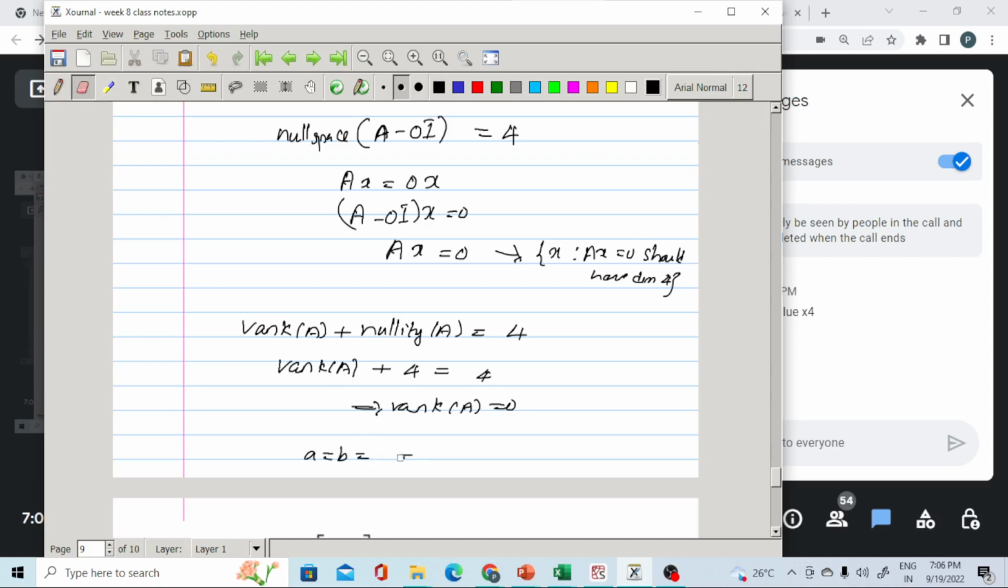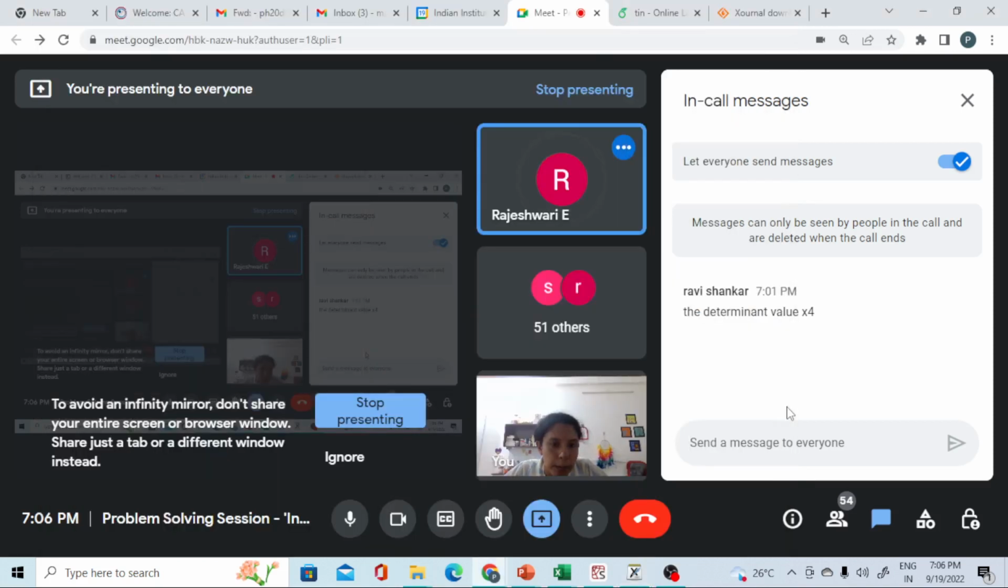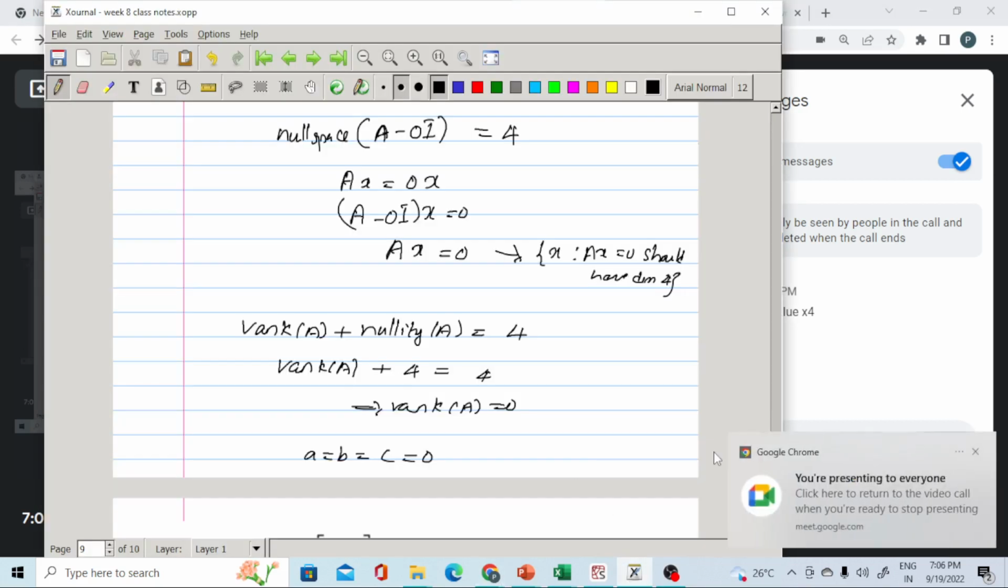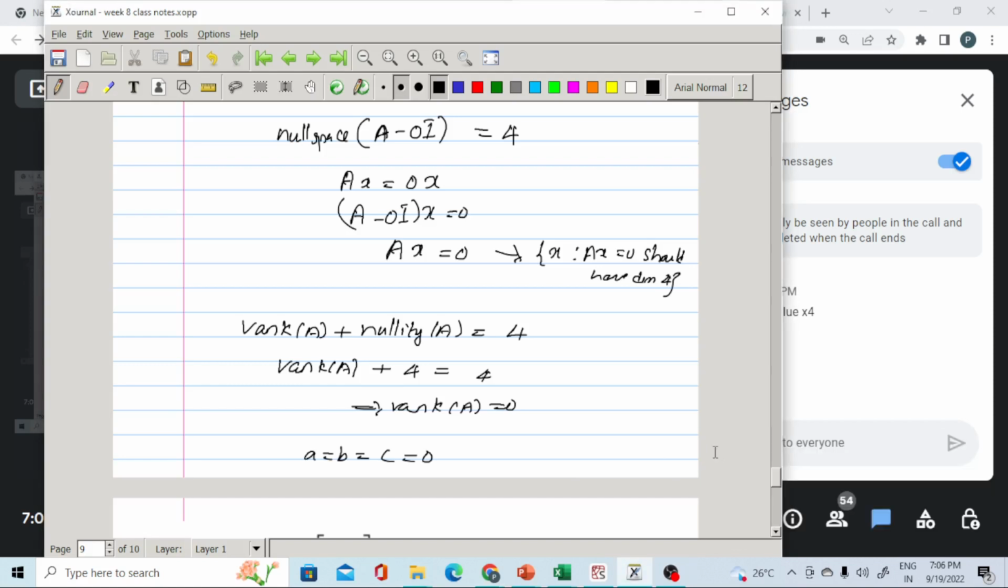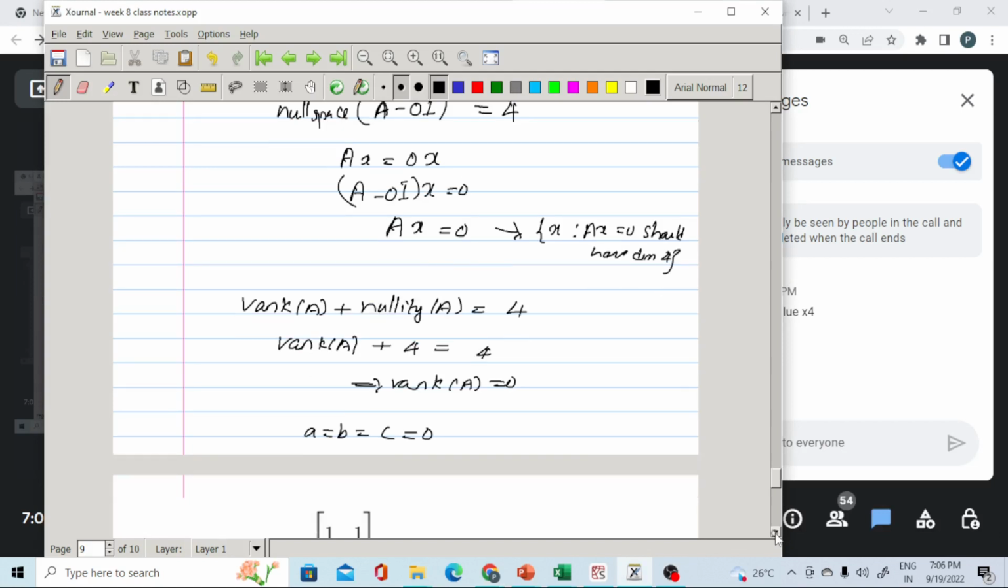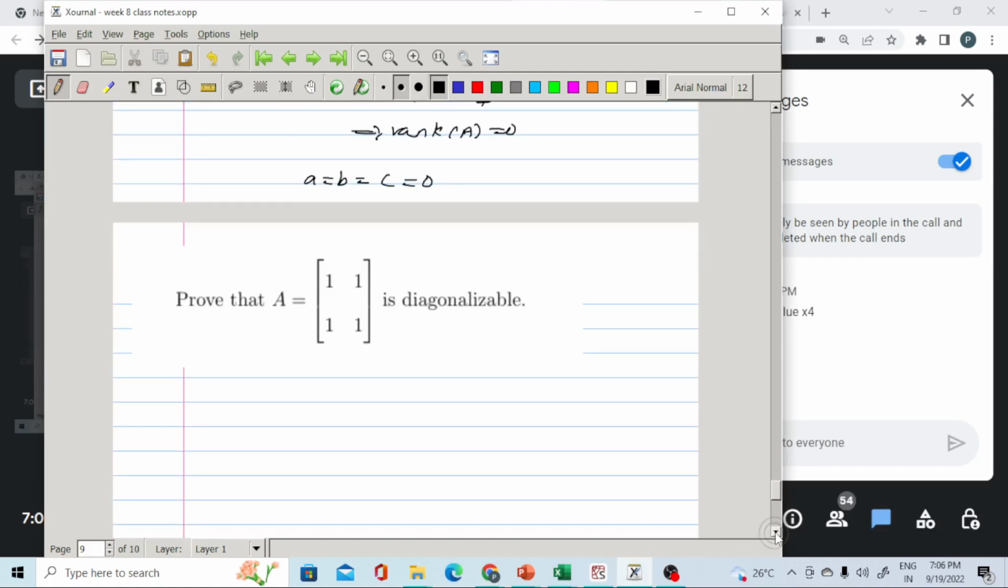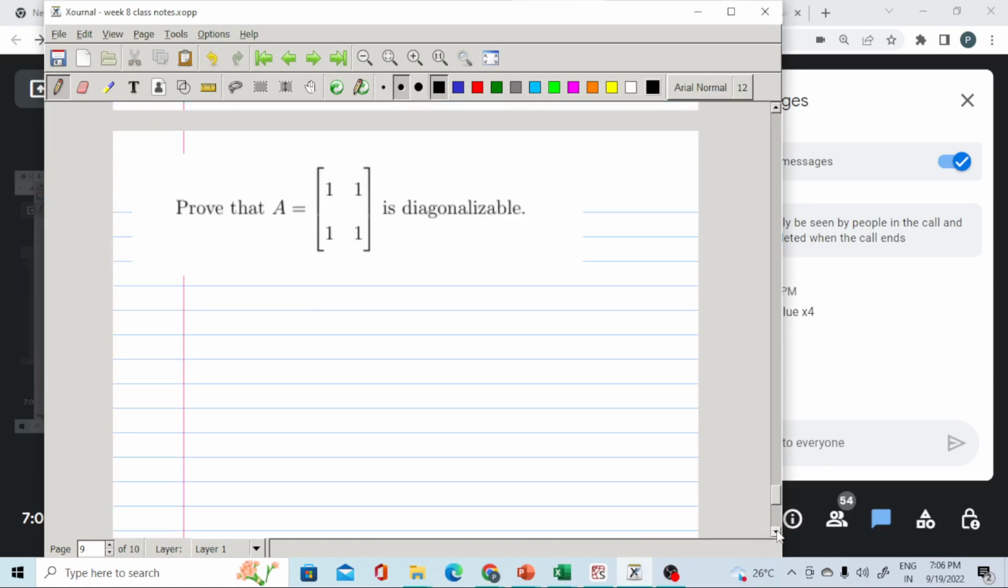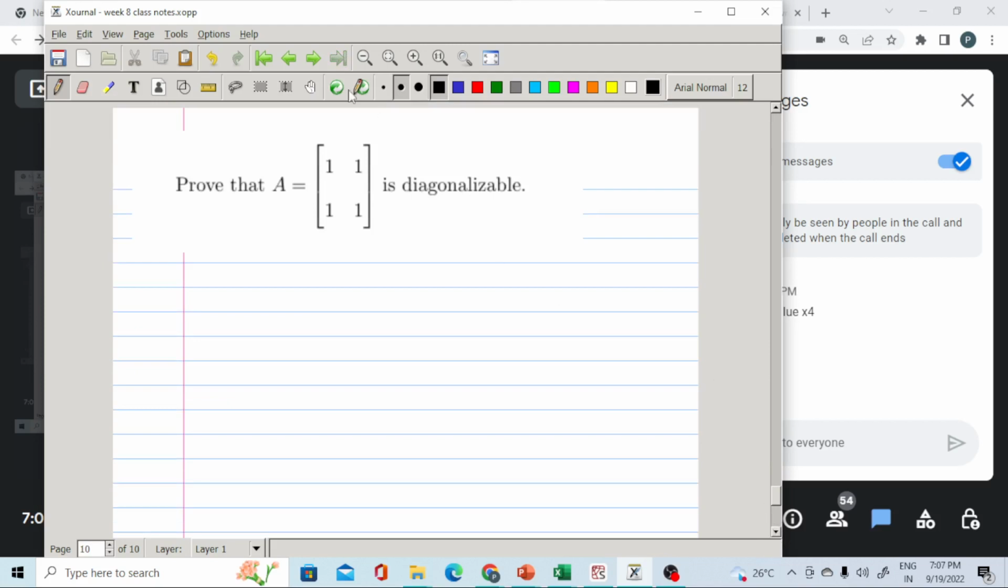Is the question and answer clear for everyone? Any doubts here? Any doubts? So let's do one more problem, I think, then we will stop. We need to prove this is diagonalizable.